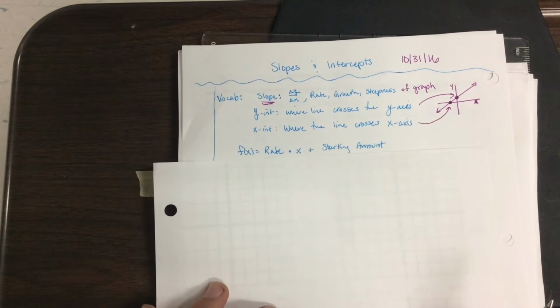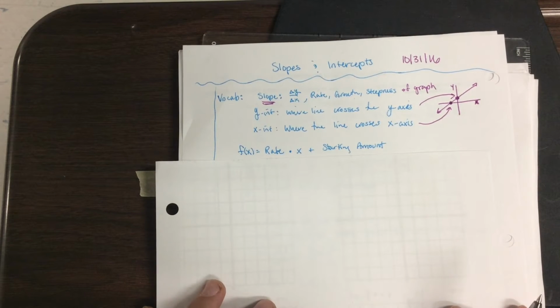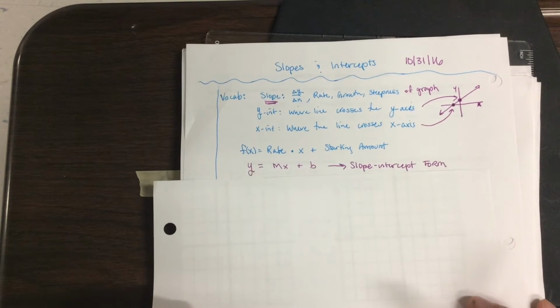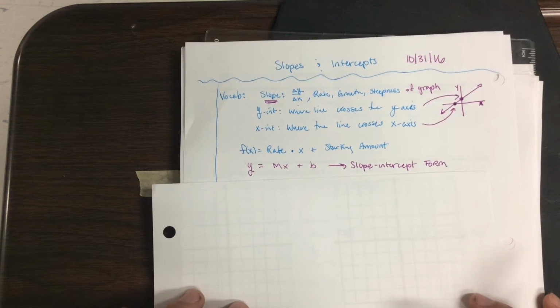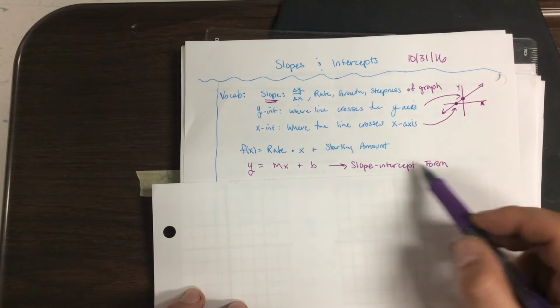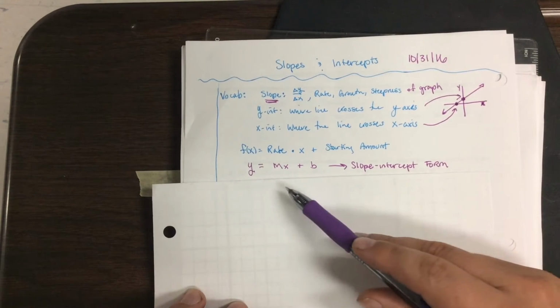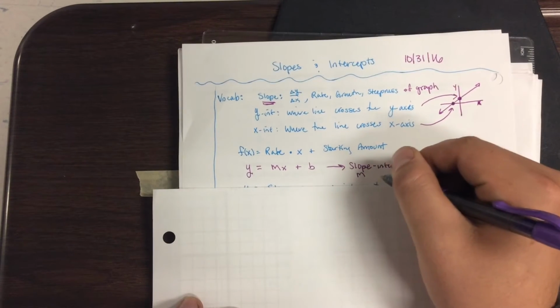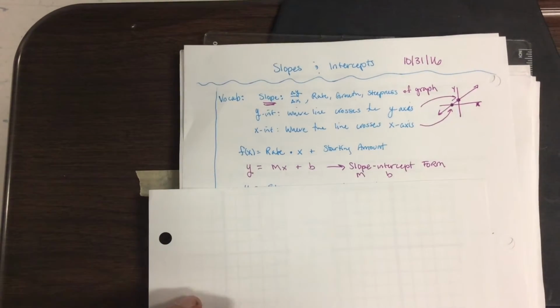So again, most of this semester is this: f of x equals rate times x plus starting amount. And we have other names for it. So here's some of the other names. We have this y equals mx plus b, and this is called slope-intercept form. And you might have seen this last year. This is talking about where m is the slope and b is the y-intercept.